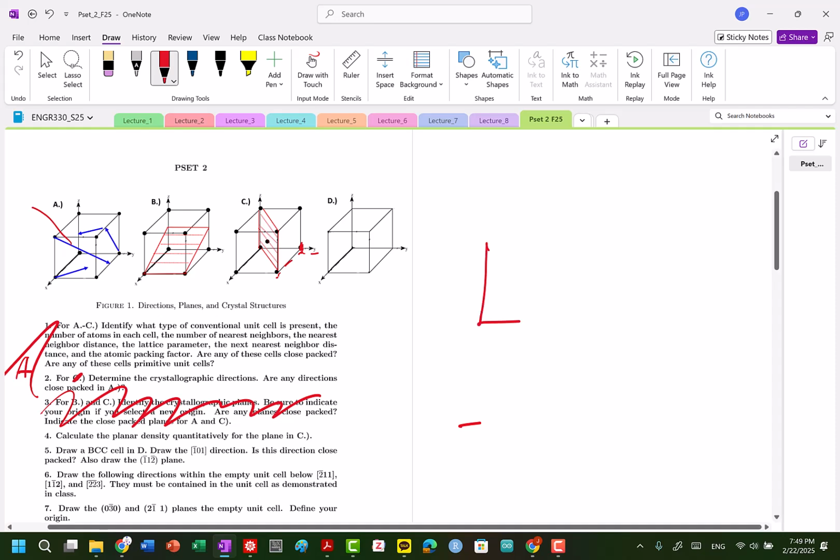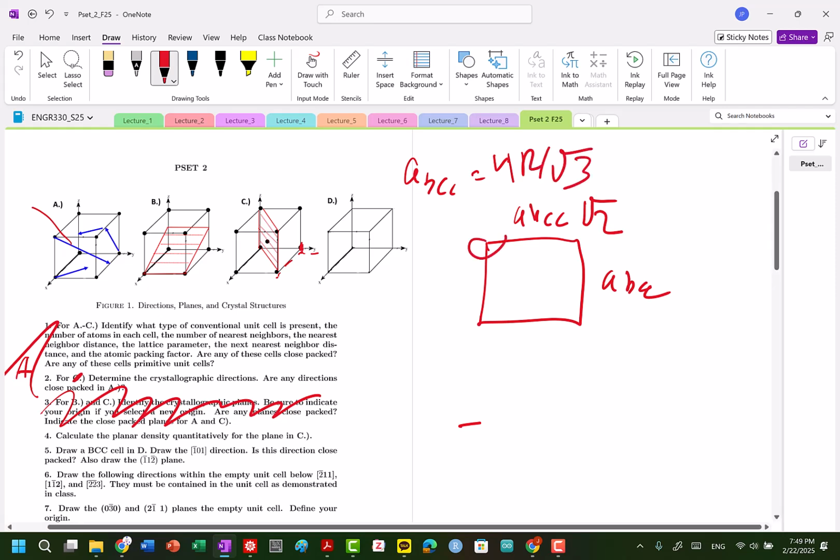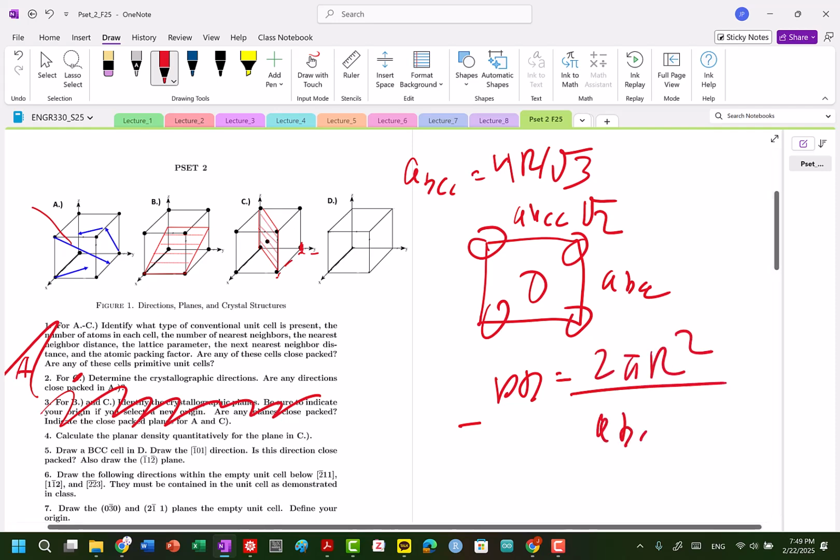Planar density for the plane in C. So it's BCC. It looks like this. This side length, the top, is going to be a_BCC square root of 2. This is a_BCC, which we defined before as 4r divided by square root of 3. Atom, atom, atom, atom, atom. So our planar density is equal to 2 pi r squared over a_BCC squared times square root of 2.